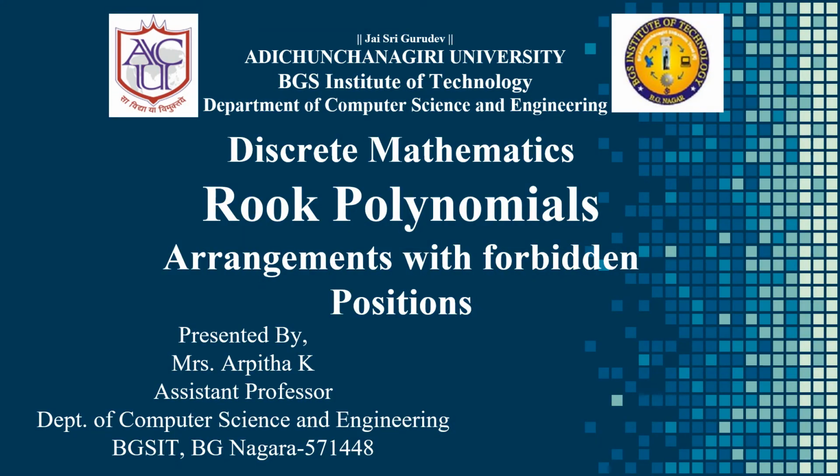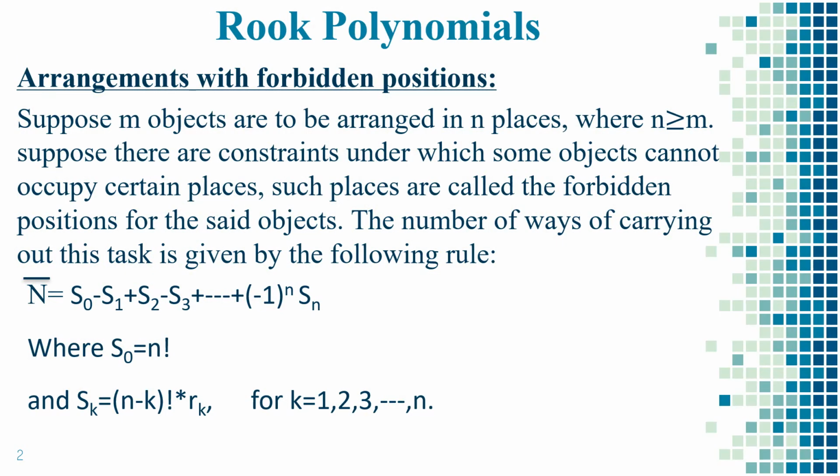Hello, in this video let's discuss the arrangements with the forbidden positions. Consider the description. Suppose m objects are to be arranged in n places where n is greater than or equal to m, and suppose there are constraints under which some objects cannot occupy certain places. Such places are called the forbidden positions for the said objects. The number of ways of carrying out this task is given by the following rule.